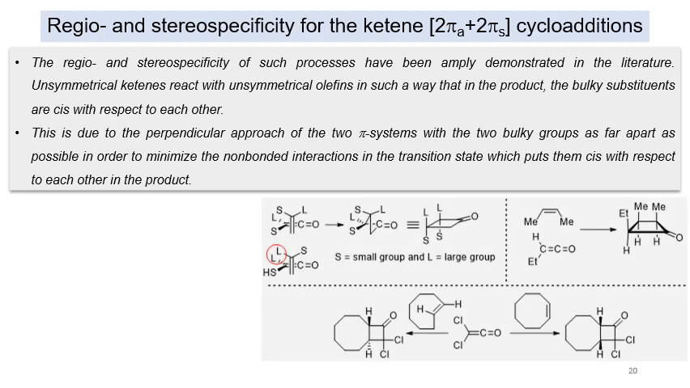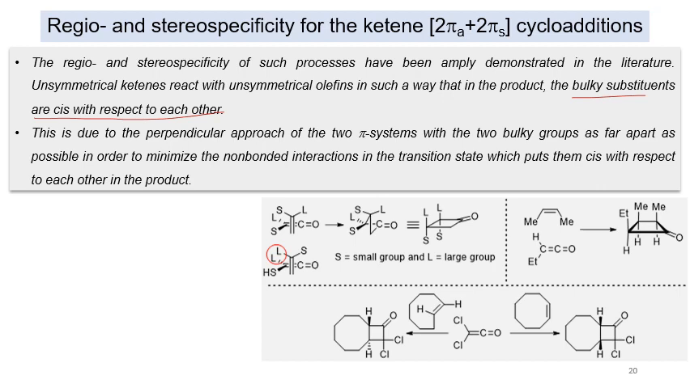What about the regio and stereospecificity for ketene cycloadditions? There are a lot of examples in the literature which will tell us about the regio and stereospecificity of such processes. Unsymmetrical ketenes will react with unsymmetrical olefins in such a way that in the product the bulky substituents are cis with respect to each other. As you can see in this diagram below, why is it?